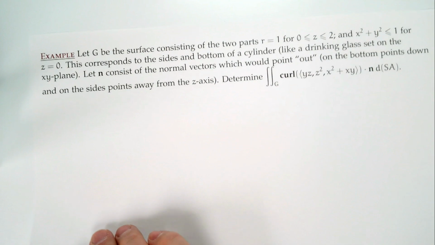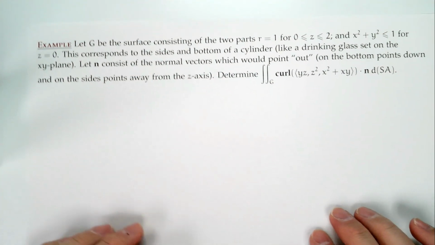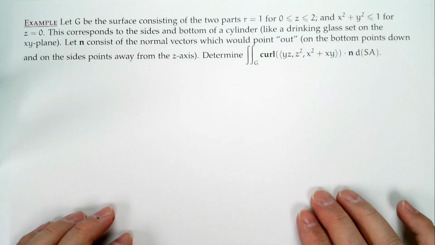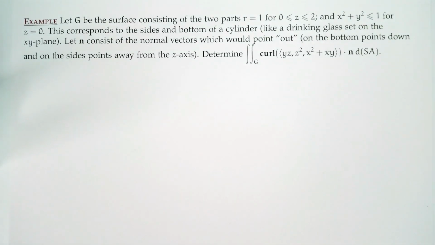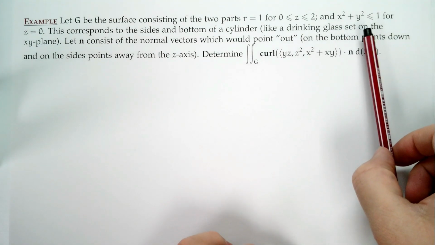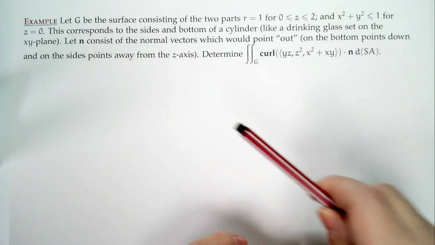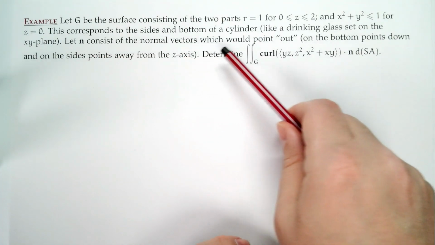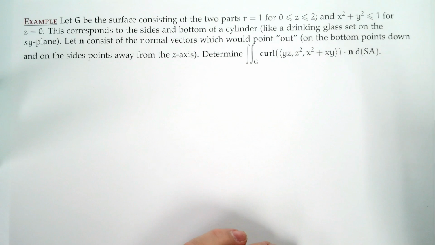Well, one more. One last problem to finish it all. Our final problem for the semester. Let G be the surface consisting of the two parts r equals 1 for 0 less than or equal to z less than or equal to 2, and x squared plus y squared less than or equal to 1 for z equals 0. Now, it even tells us what this is. This is the sides and bottom of a cylinder, like a drinking glass set on the xy plane.